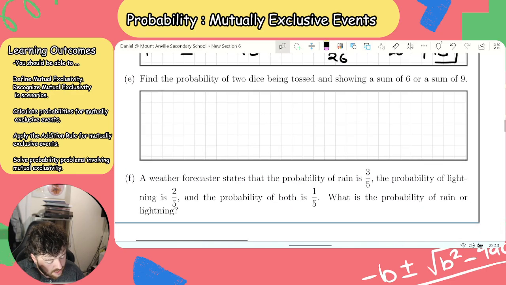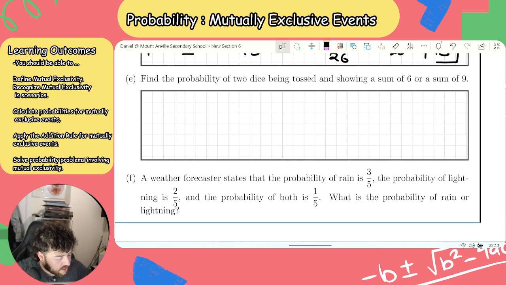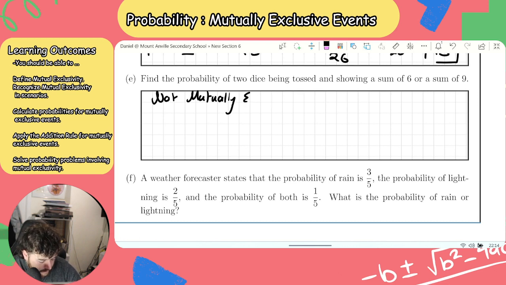What's the probability of 2 dice being tossed and showing a sum of 6 or a sum of 9? Well, are these mutually exclusive or not? These are not mutually exclusive. Wait, actually, they are mutually exclusive, because I can't roll 2 dice and have them add up to 6 and to 9. That makes no sense.